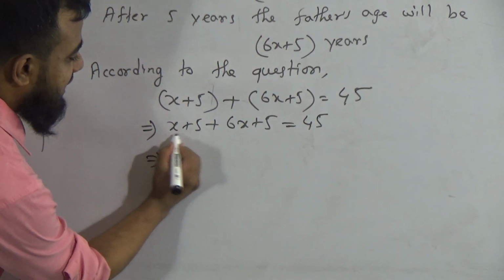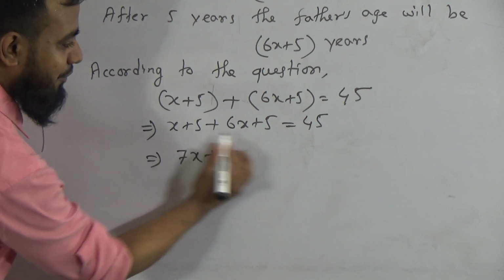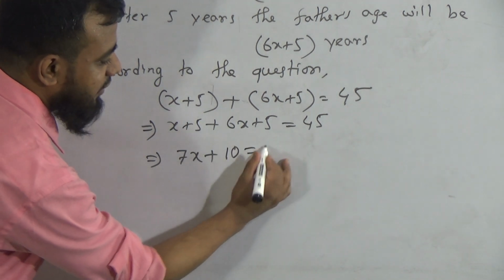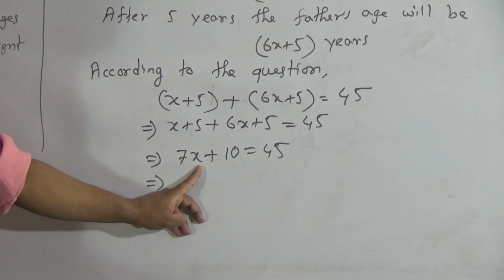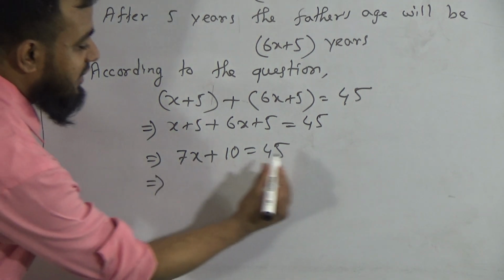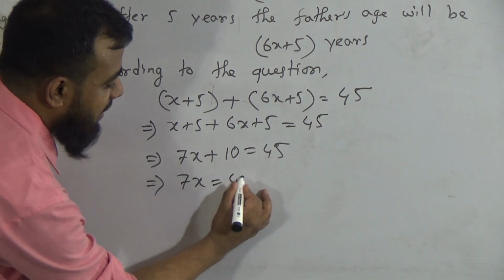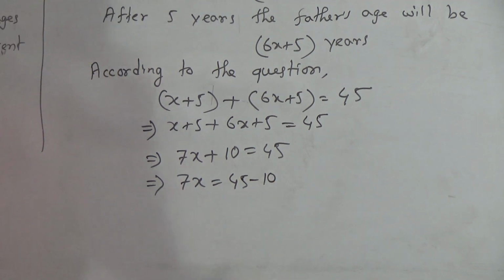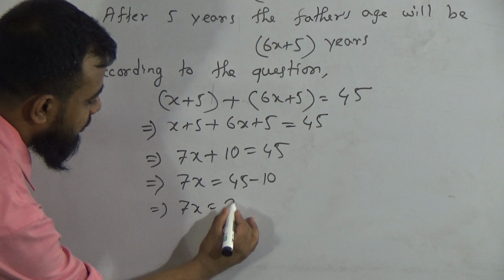Now students, x plus 6x is equal to 7x, plus 5 plus 5 equal to 10, that's equal to 45. Now we need to calculate the value of x, because x is the present age of son. So we need to find the value of x, that's why we will transfer this 10 to the right side. If we transfer that 10 to the right side, we get a minus sign before 10, because 10 had a plus sign before. Now it's 7x equal to 35.